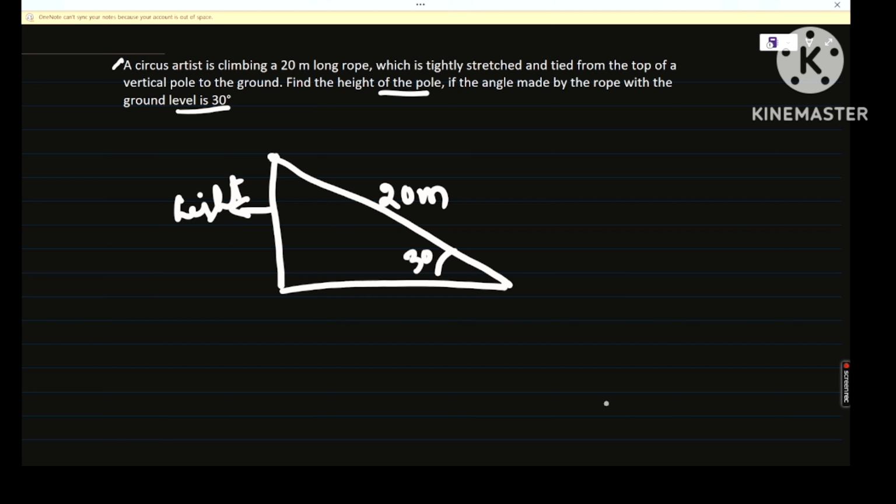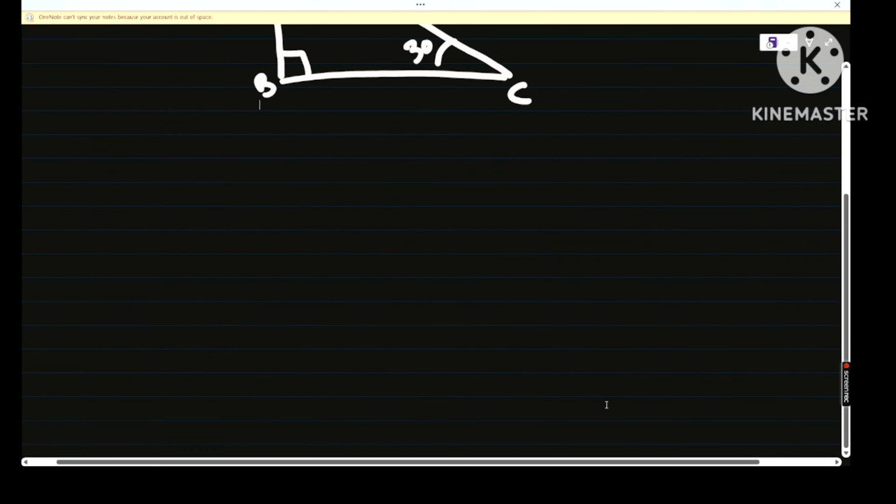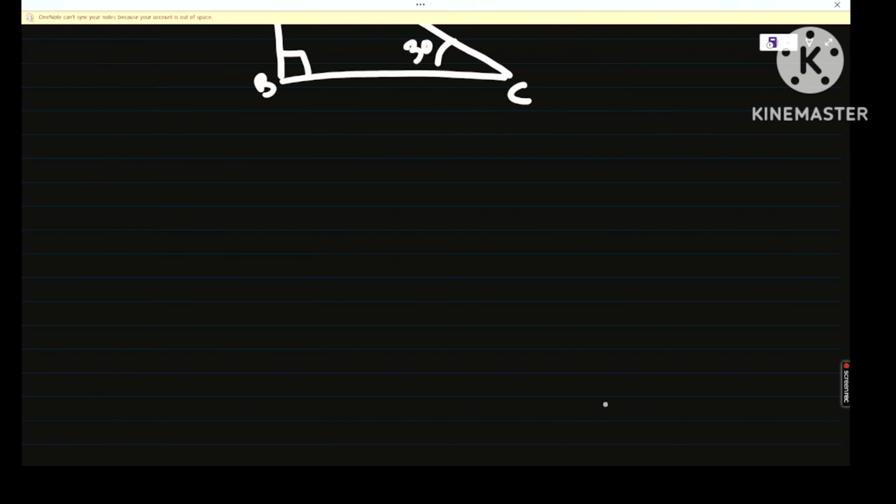Okay, name the vertices of the triangle. This is A, this is B, this is C. So it forms a right triangle because the pole is perpendicular to the ground level. This is 90 degrees. So we can solve this question using one of the trigonometric ratios, that is sine theta. So what is the trigonometric ratio of sine theta? Sine theta is opposite side by hypotenuse.